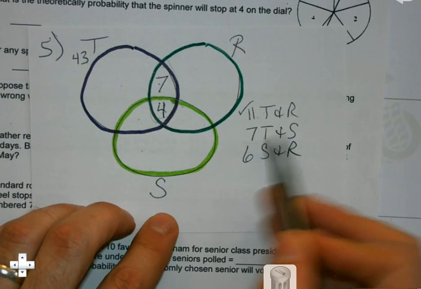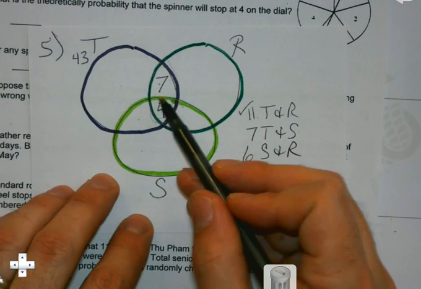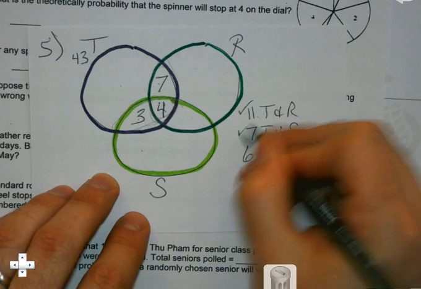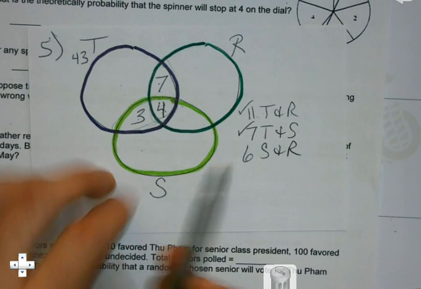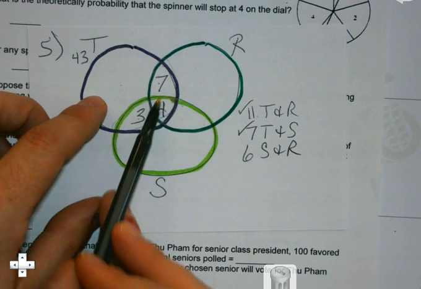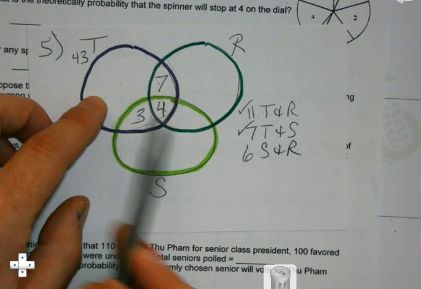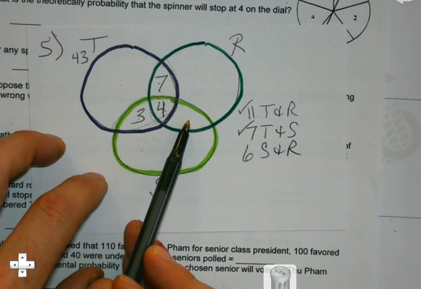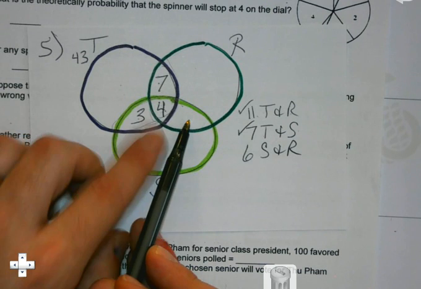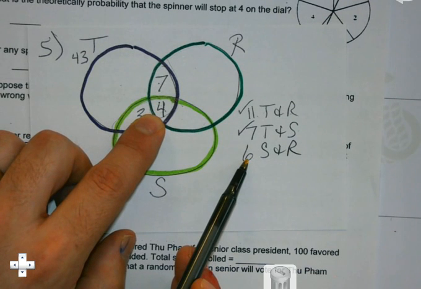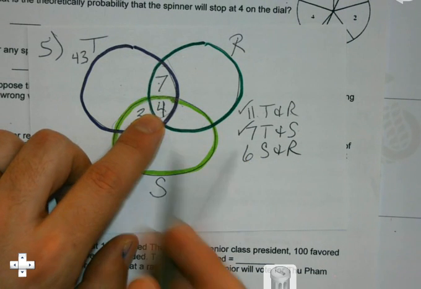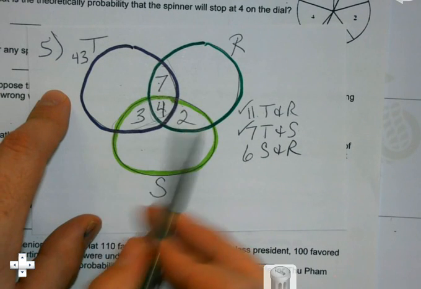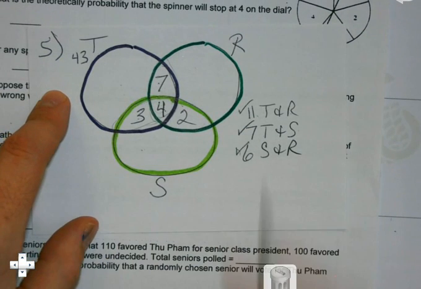So then I move to tennis and soccer. Okay, so this group. 3. Okay, already got 4, need 3. Check. And then finally, soccer and rugby are here. What number is going to go in here? 2. So I got 4 and 2. Here's all my rugby and soccer, so I've got that set.